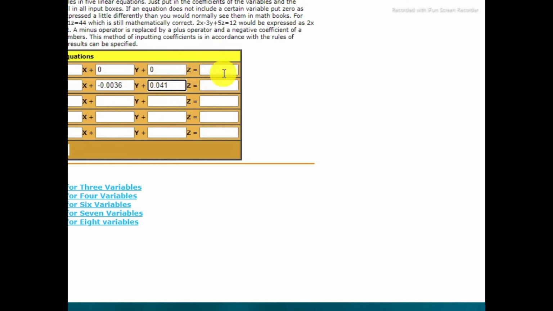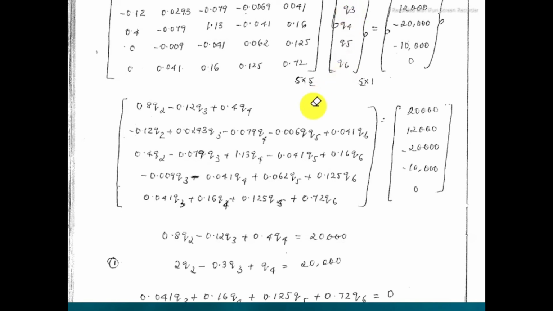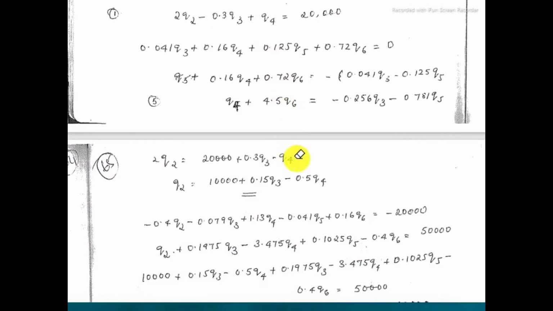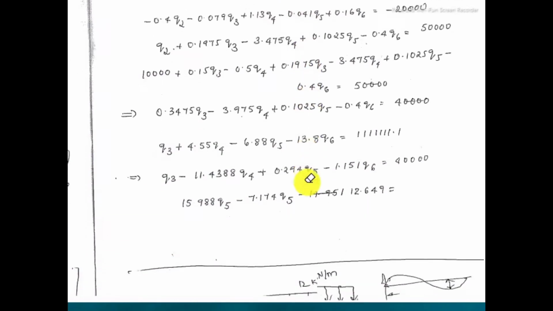You will get the values, meaning Q2, Q3, Q4, Q5 and Q6 will be obtained. This is the easiest method by which you can calculate, or again you can go for the manual method. These are the steps you need to carry out to calculate this displacement.